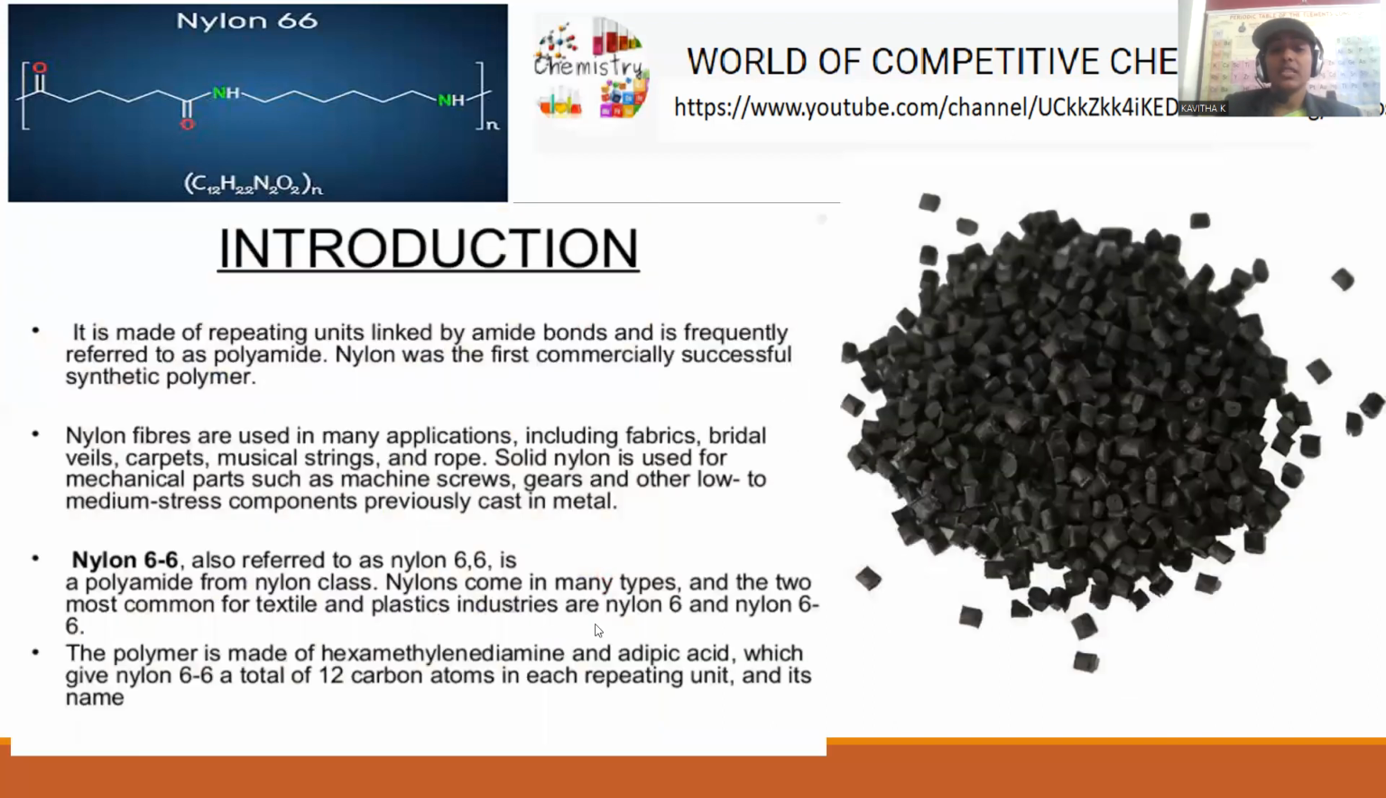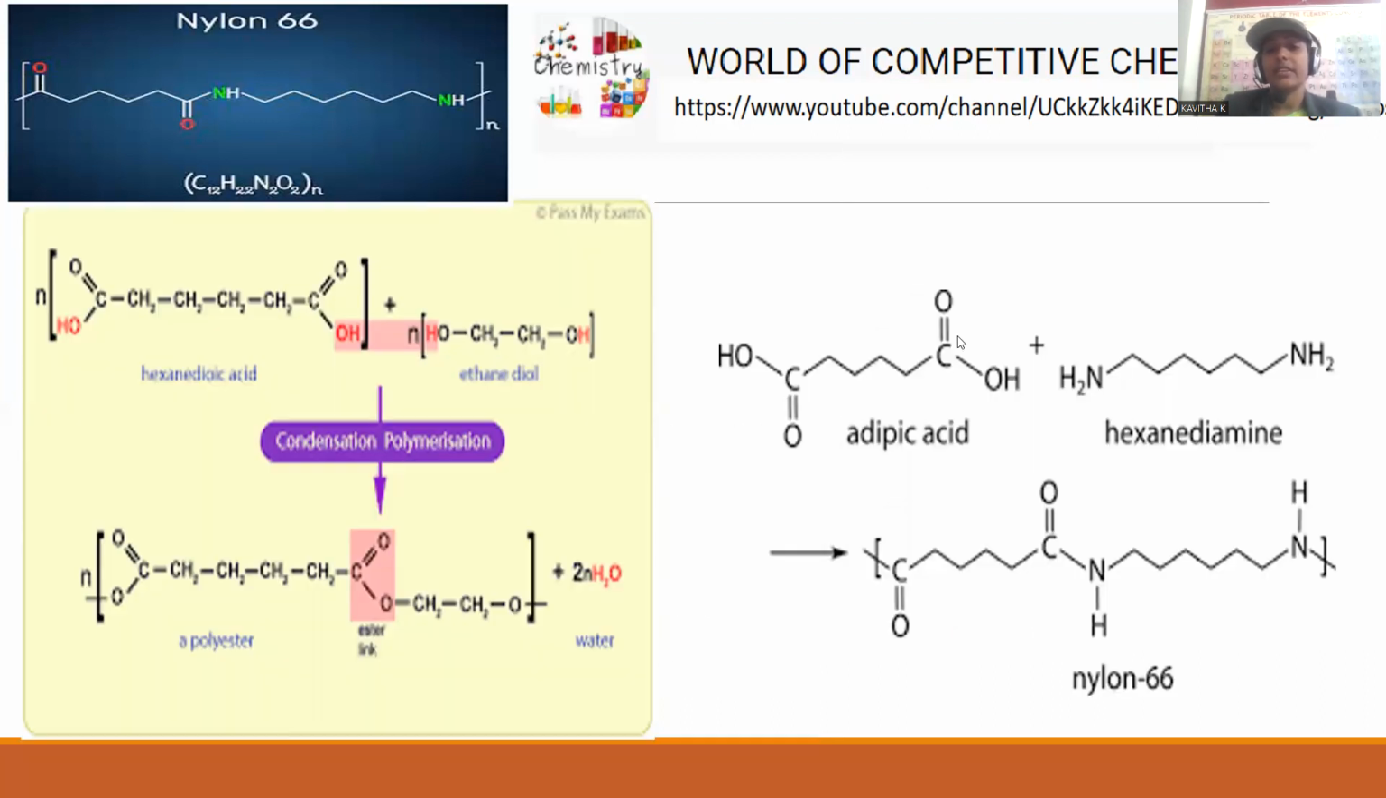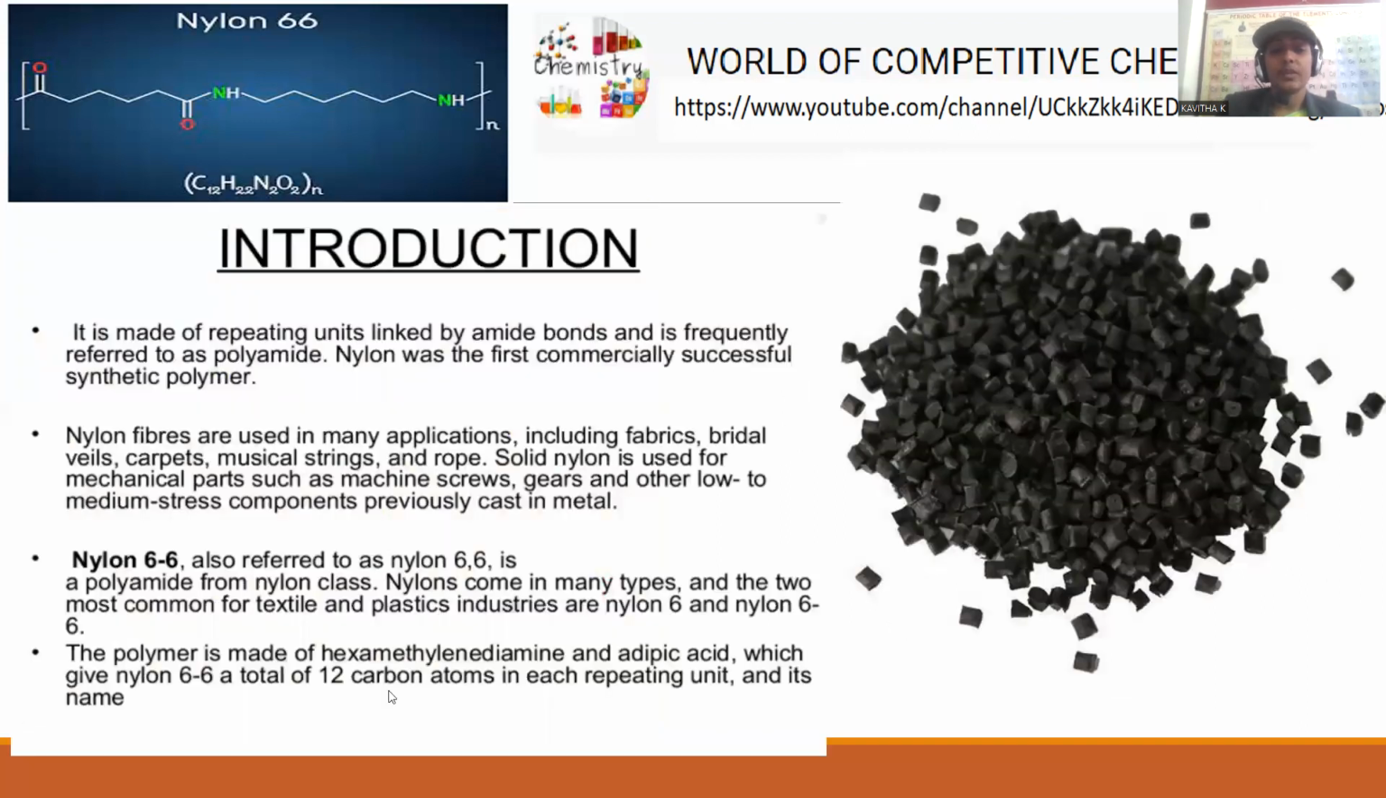Among all these, nylon 6 and nylon 6,6 are the most familiar and common in applications because of their durability and other advantageous characteristics. The polymer is made from hexamethylene diamine and another one called adipic acid. Here you can clearly observe this diamine is called hexamethylene diamine, and this diacid is called adipic acid. It is a dicarboxylic acid.